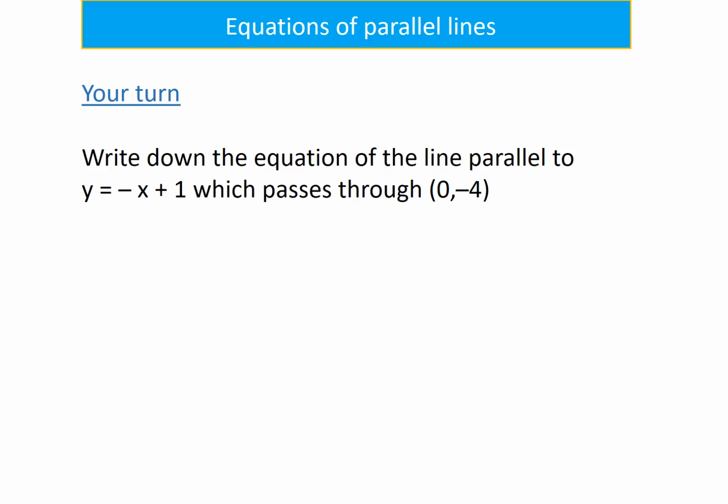Okay. So again, because the lines are parallel, I know I need to have y equals minus x and then plus c. And just like with the previous one, I spot that this is actually the y-intercept. So I know that the equation of the line that is parallel to the given line and goes through point 0, minus 4 is y equals minus x minus 4.